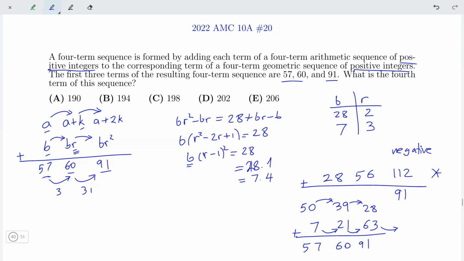And let's continue with these sequences. So decrease by 11, 17, triple, 189. So if you add these, we get 206, which is answer E.